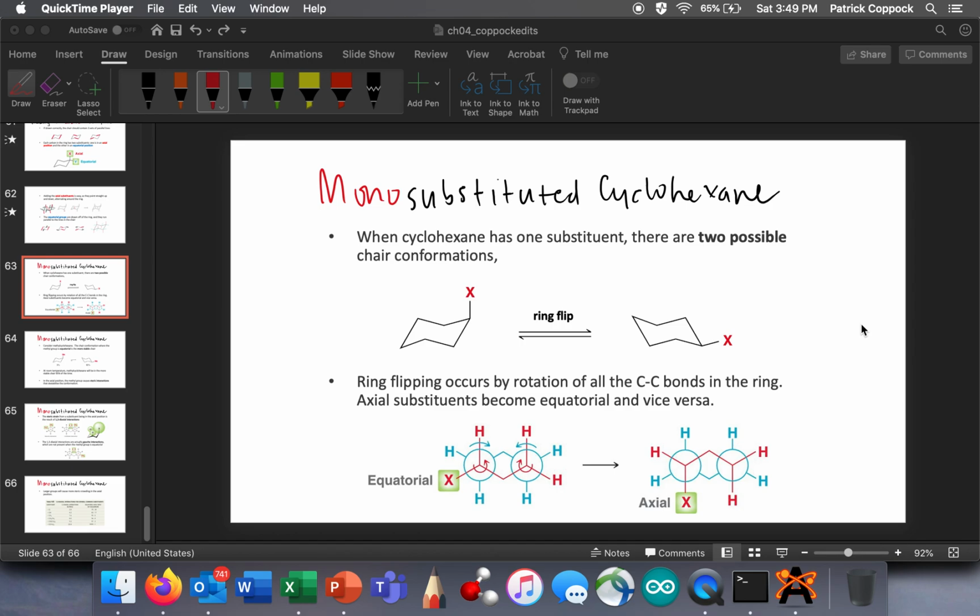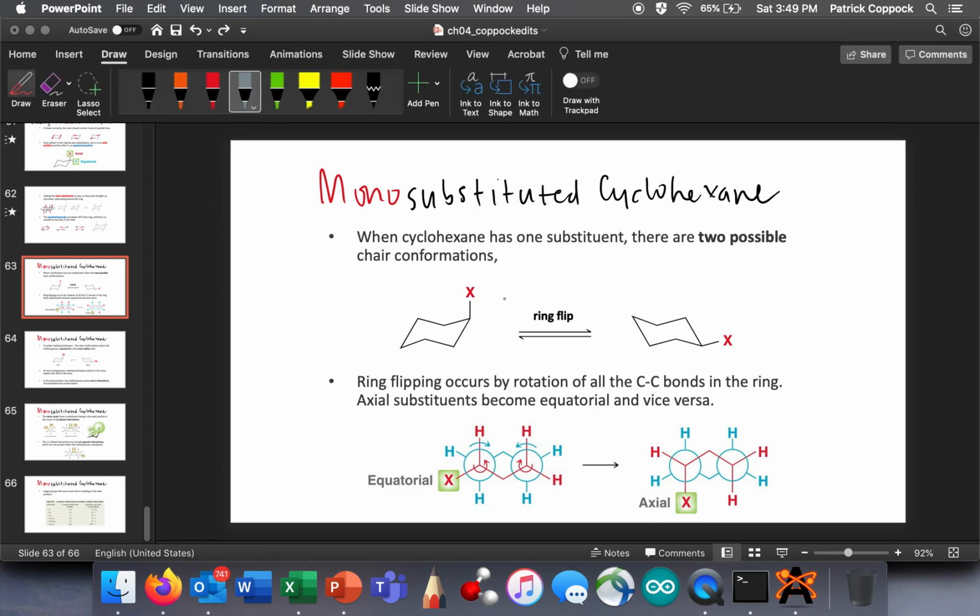Okay, so now we're ready to appreciate something more sophisticated, right? You've got the idea of cyclohexanes and how to draw them. We talked in our last video about what it means to have an axial position or an equatorial position. This is a little difficult for people's eyes sometimes.